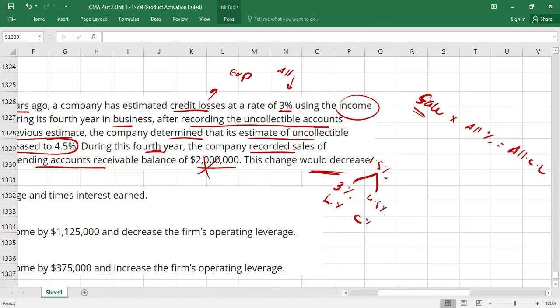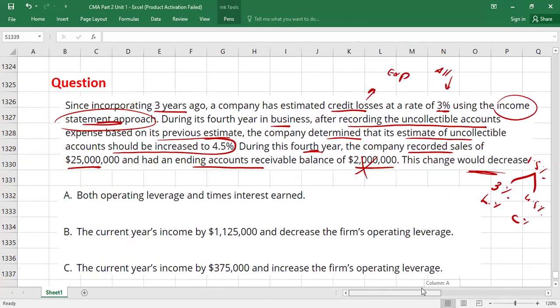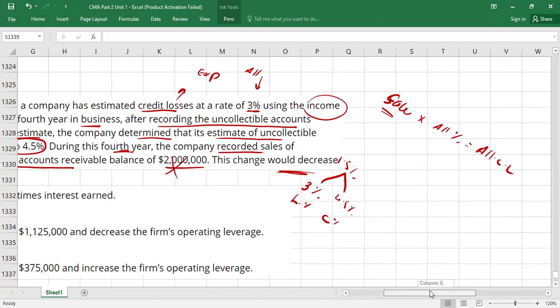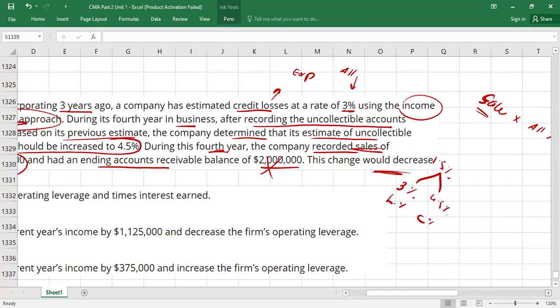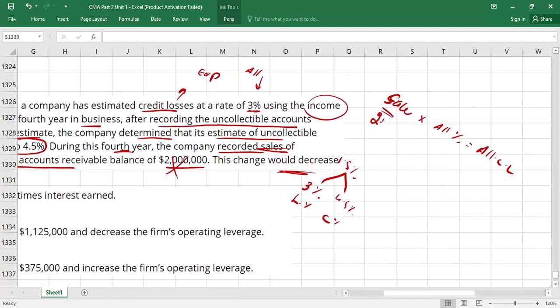So what was the sale? Sale is 25 million. It's given in the question here. 25 million into the allowance percentage. You have to just take the increase, because allowance has increased by 1.5%. Previously it was 3, now it is 4.5. It has increased by 1.5. It means your expense will increase by 1.5. So just calculate it.